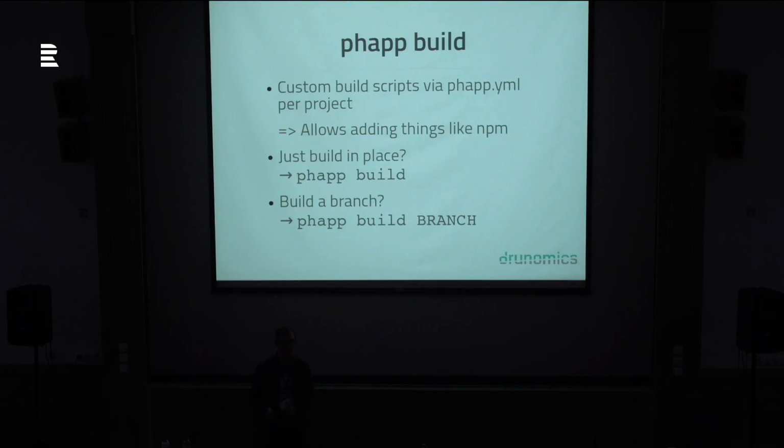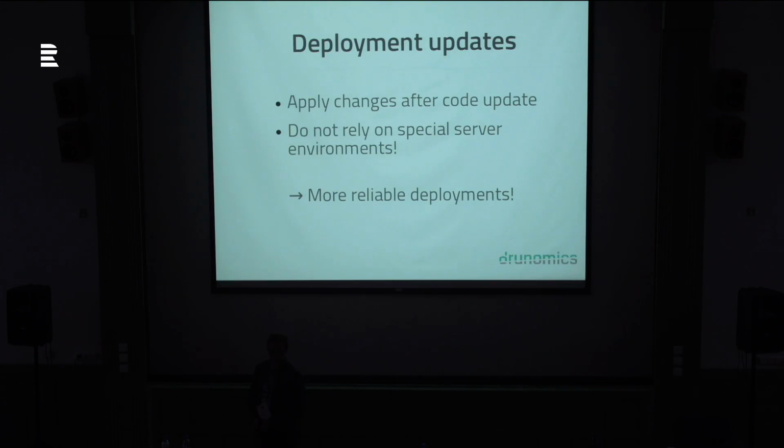And then fab build will just take care of calling that, build it directly at your development checkout, or when you do fab build branch, it will also commit it to a branch, so you can just push the branch later on. So once you deploy the build to the server, of course, you also need to run your deployment update scripts. So like running drush update DB, importing the config, and whatever you want to do.